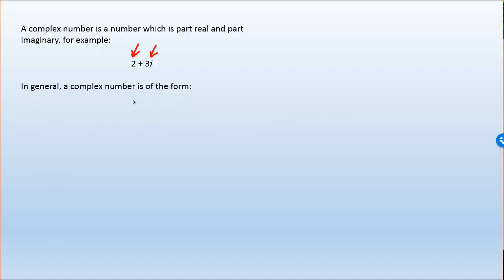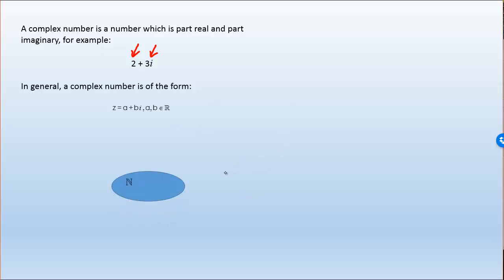In general, a complex number is of the form z, which is often the letter we use for complex numbers, is a plus bi, where both a and b, these coefficients, are real numbers. That's like the 2 and the 3 here.